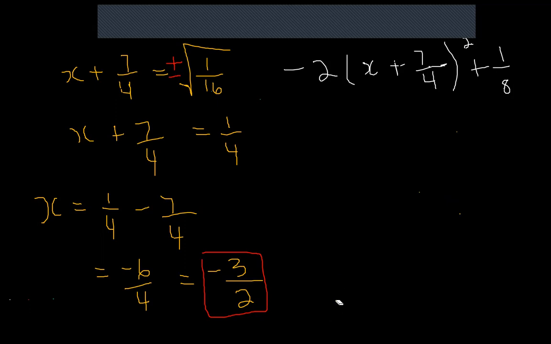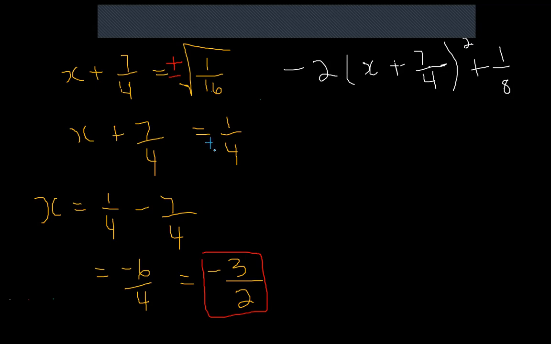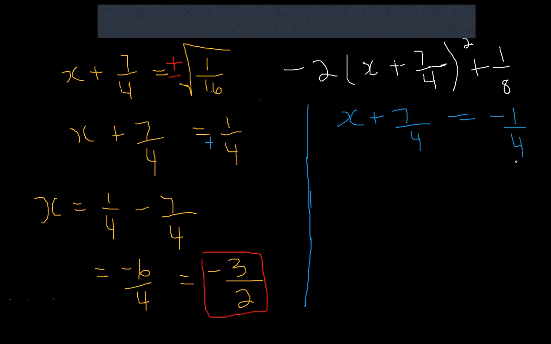But you can't just neglect that negative, right? So this is my answer when I said positive. But you also need to account for the negative number. So x plus 7 on 4 equals minus the square root of 1/16, that's negative a quarter.